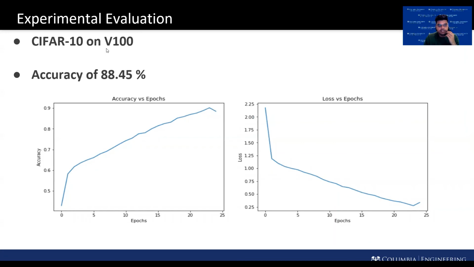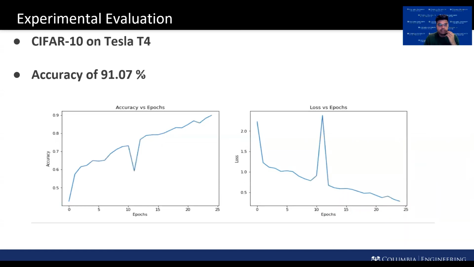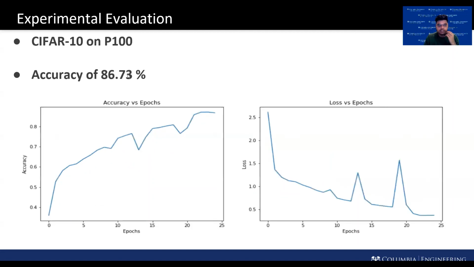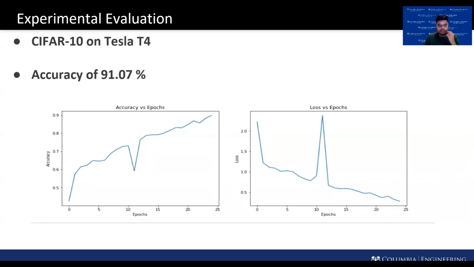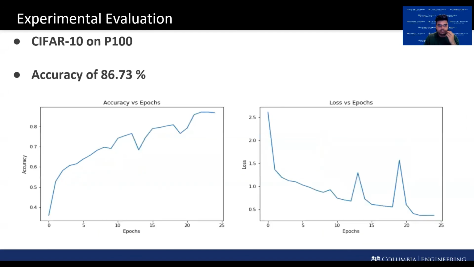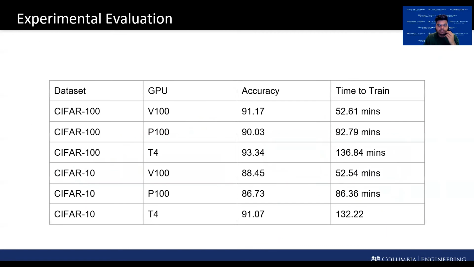For CIFAR10 on V100, the accuracy is slightly low. It is around 88.45%. For CIFAR10 on Tesla T4, we got the highest accuracy of 91.07%. And for CIFAR10 on P100, it's again a bit low, which is 86.73%. So in this case also, the highest accuracy that we got was on T4, and it also took the largest training time. So this table over here summarizes our entire experiment. So for both the data sets, the highest accuracy that we get is on T4, but in both the cases, it also takes the highest training time as well.